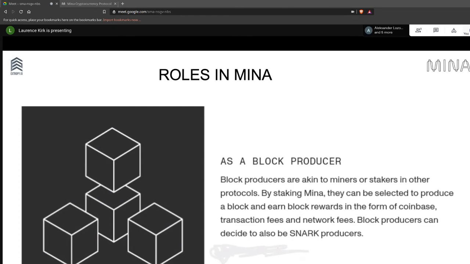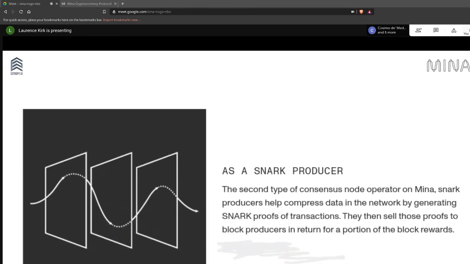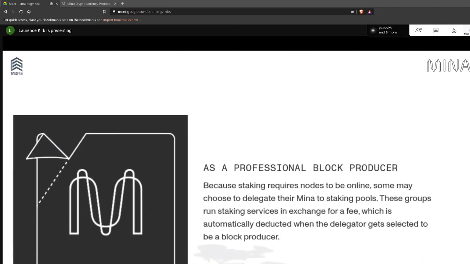They're just block producers. Then in addition, we have SNARK producers, and they're the ones that are responsible for producing the proofs and for compressing all of this computation into something succinct, which they then give to the block producers to distribute around the network. It's also possible that people will be professional block producers, so people may delegate their staking into staking pools as well. So those are the three actors I think that will be coming up in the Mina blockchain.